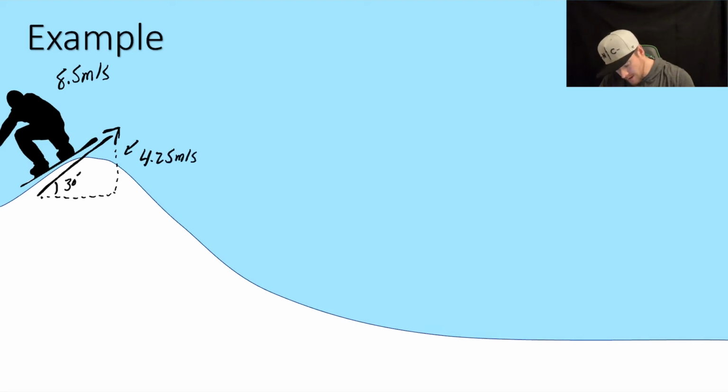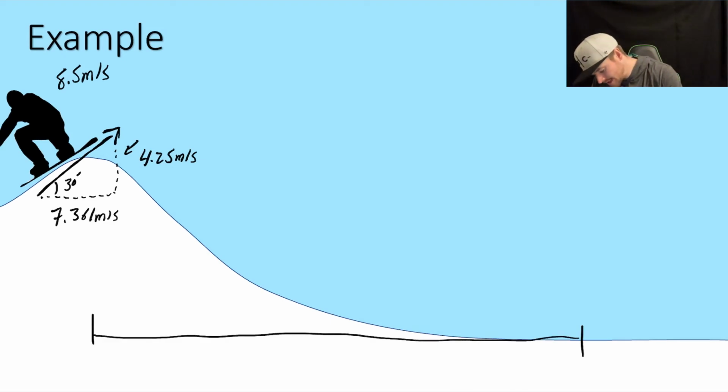4.25 meters per second. I'm going to use cos to solve for the adjacent side. So cos 30 times 8.5 meters per second, and I get 7.361 meters per second there. That's our first step. Now, next we have to consider that it's asking for how far from the lip of the jump does the snowboarder land. This is looking for a displacement in x. We said x does not affect y, so I need to look at what's going on in the x direction. So I'm going to put a label here for x, and we have to ask if there's acceleration or constant velocity.